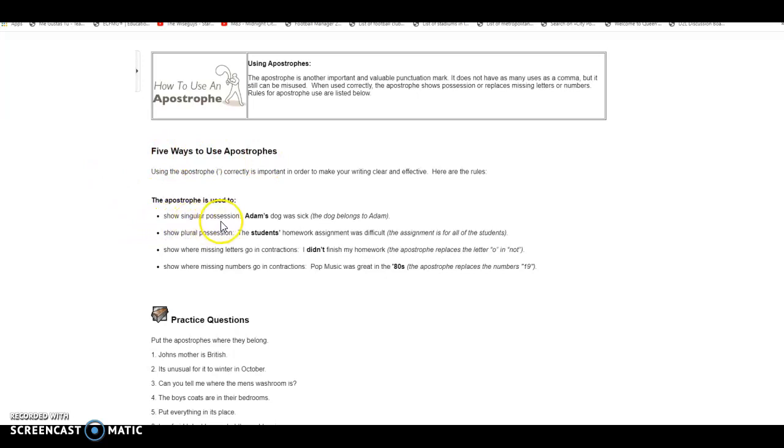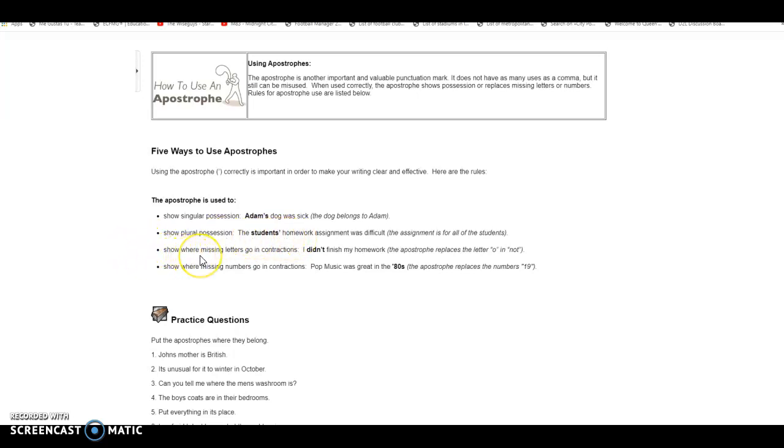You can show singular possession. So Adam's dog was sick. We have to have an apostrophe S to show that Adam is taking possession of the dog. We can show plural possession with an apostrophe. Students' homework. So there's more than one student. So this S needs to be attached to student to show that there's more than one. And then we put our apostrophe after the S. So again, students taking possession of homework.